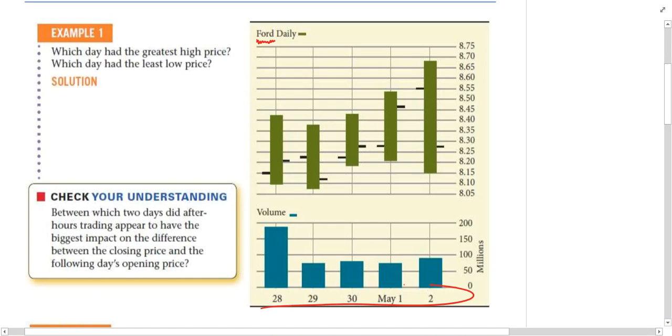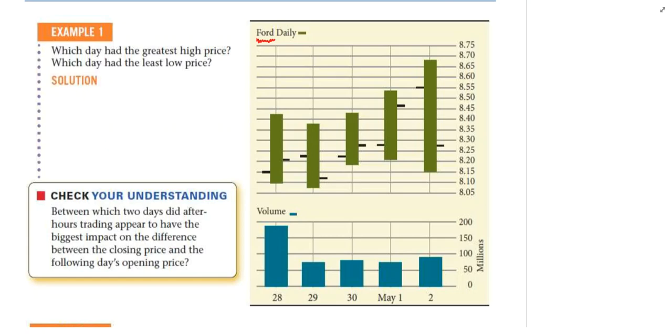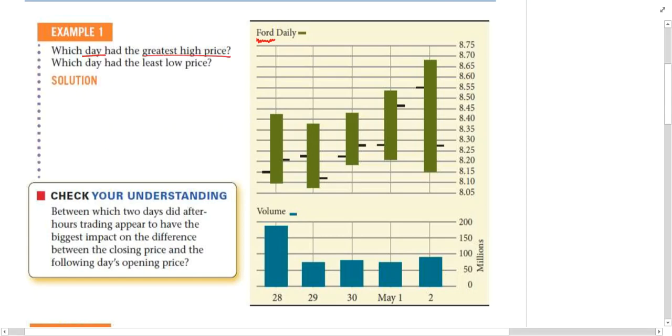If we look at the bottom of this chart, we have dates listed. Now, this is May 1st, and of course, this would be May 2nd. Then this number 30 would represent April 30th, April 29th, and April 28th. What we would like to know first is which day had the greatest high price. So we're asking about which of these 5 days, Monday, Tuesday, Wednesday, Thursday, or Friday, had the greatest high price, the highest value of the stock.